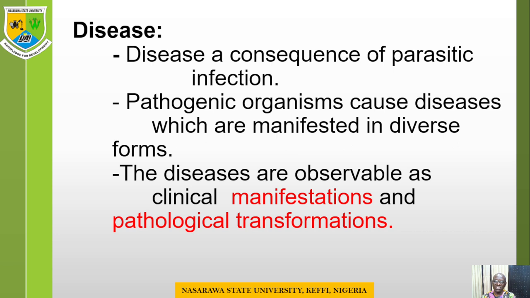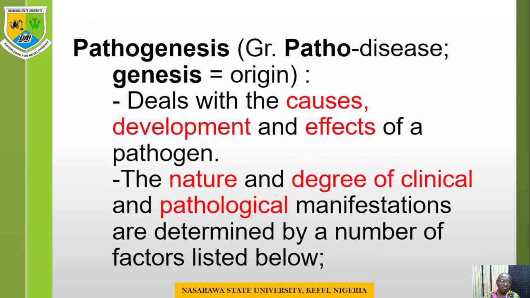Number two, pathogenic organisms cause diseases which are manifested in diverse forms. This pathogenic organism can cause diseases in various forms that will explain the symptoms that are observable in an individual suffering from the illness. And those are the manifestations I have listed here in their diverse forms. Number three, the diseases are observable. One, as clinical manifestations. Two, as pathological transformations.